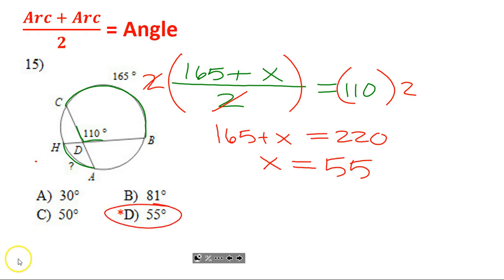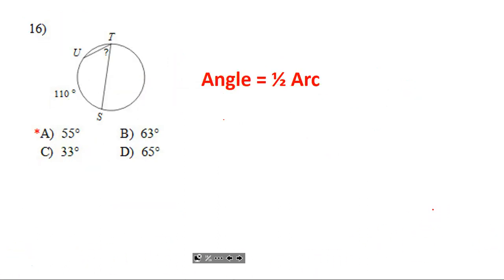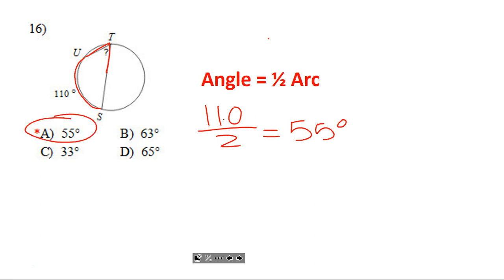Number 16. Pretty easy problem here. We have our arc here, and we have our angle right here. So all we have to do is take that angle and divide it. Sorry, it's supposed to be 110. So that's 55. Seems to be our most frequent answer on this review.